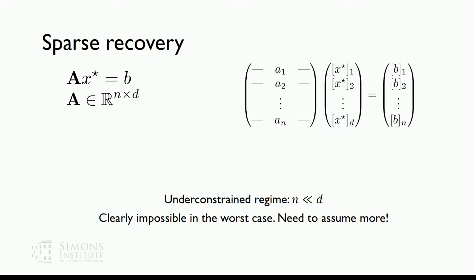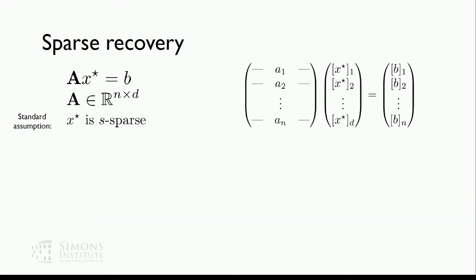Okay, so let's talk about sparse recovery. In sparse recovery, we want to solve an under-constrained linear system. In particular, imagine you have n linear observations of a hidden variable, and n is much less than d. This is clearly impossible in the worst case, and you need to assume something more about your problem. The typical structural assumption people make in the sparse recovery literature is that the planted solution x star is sparse. Here you should think of s as a parameter that's much less than d.